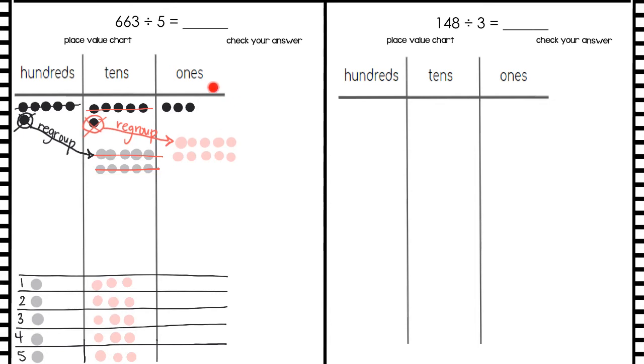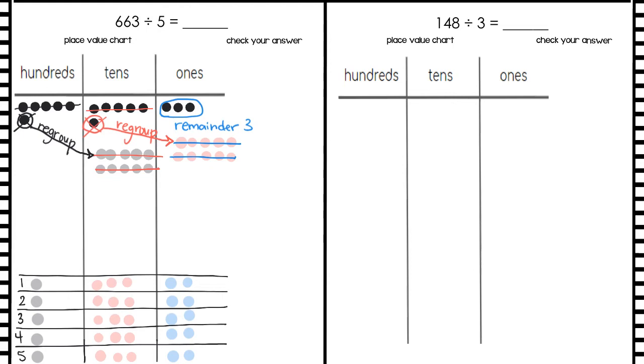Now I have 13 ones. Can I put those into 5 groups? Of course. 1, 2, 3, 4, 5. I've used 5. Do I have enough to put 1 in each of the groups of 5? Yes, because I have 8 left. 1, 2, 3, 4, 5. I have used 5 more. And now I have 3. Can I put 3 into these 5 groups? I cannot. So these are going to be called our remainder 3.